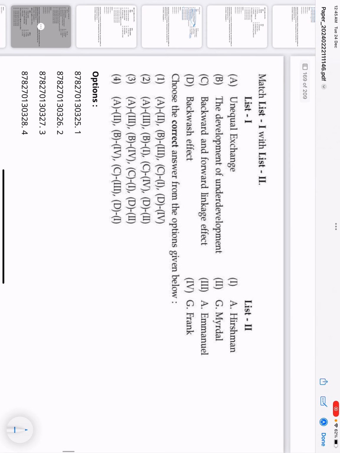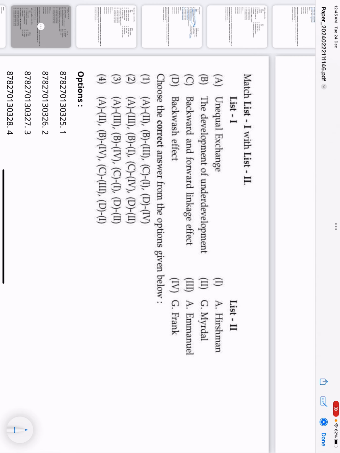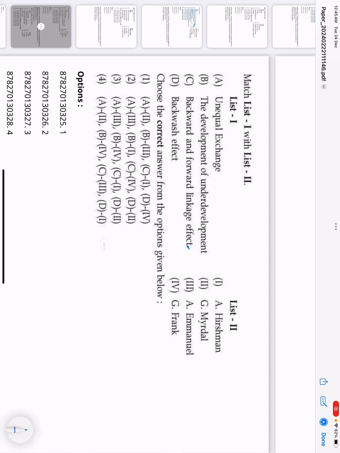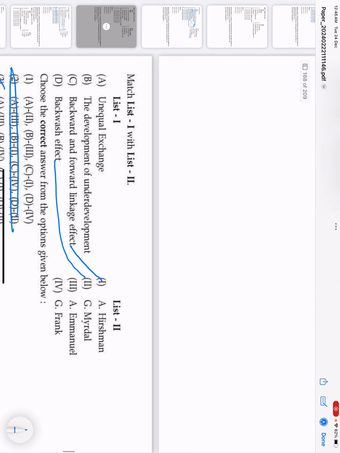Okay, now we are doing question 122. I'll take a break after 125 question for 1 minute only. Now, unequal exchange, development of underdeveloped for backward and forward linkages. Backward and forward linkages, I guess, were given by Hirschman. So C1. And now we need to know at least one more. And if you have studied about Myrdal theory, it is related to backwash effects. So D is 2. So the answer for question 122 is C.